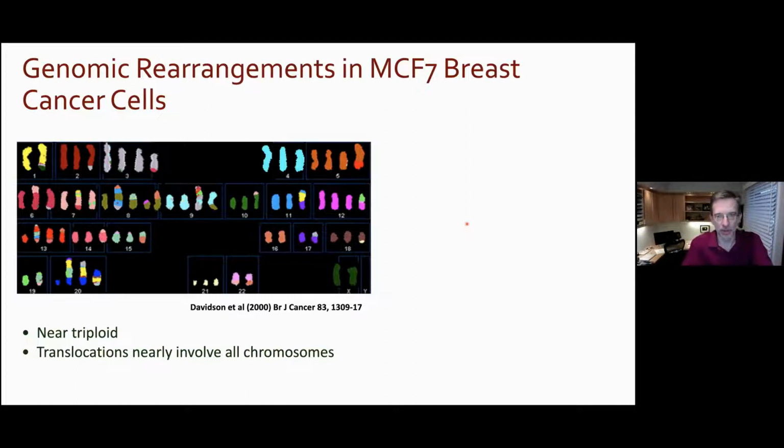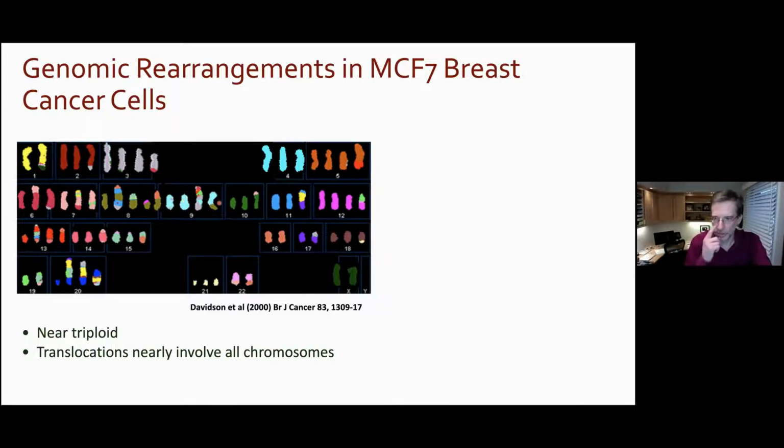So here's an example of the complexity that we see in breast cancer. This is genome rearrangements in the MCF7 breast cancer cell. This is the most commonly used cell line in breast cancer. And as you can see, this is spectral karyotyping, and it shows that this cell line is near triploid, and there are translocations pretty much in nearly every single chromosome. You can see all these different colors. And this highlights the tremendous complexity of the genomic rearrangements across this cell line.